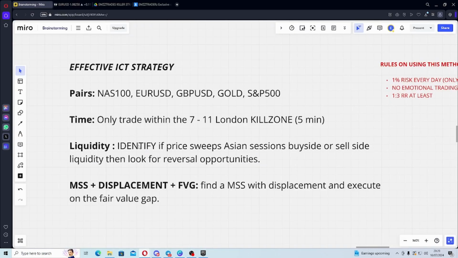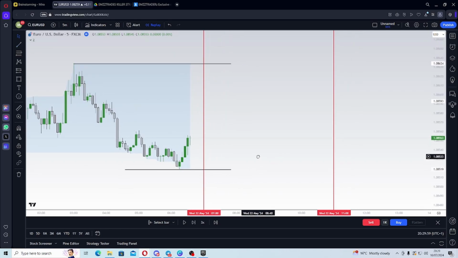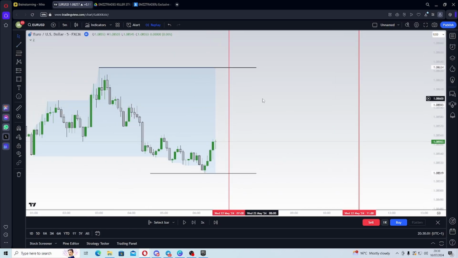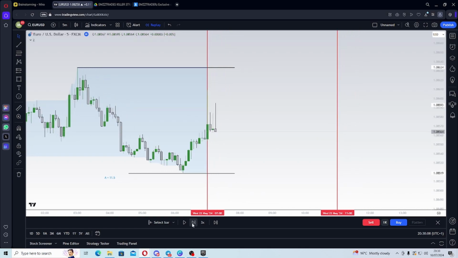So now what's next is we need to identify which side of the Asian session price actually sweeps, okay? And then we look for reversal opportunities. So now I'm going to be marking out the highs right here. I'm going to be marking out the lows, okay? So I marked out the highs and the lows, and whichever side gets swept first, I'm going to be trading the reversal of it. Okay, this strategy occurs so much. Make sure you do listen carefully so you don't miss the next one, okay?